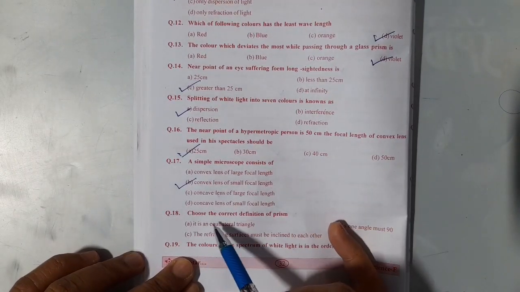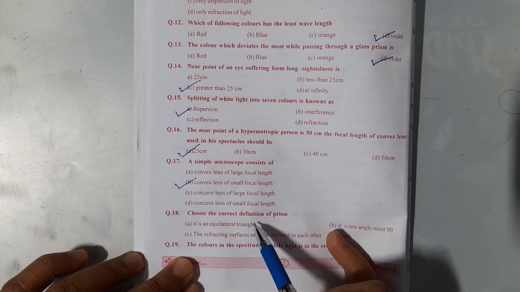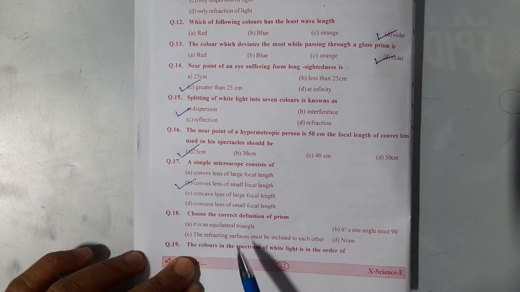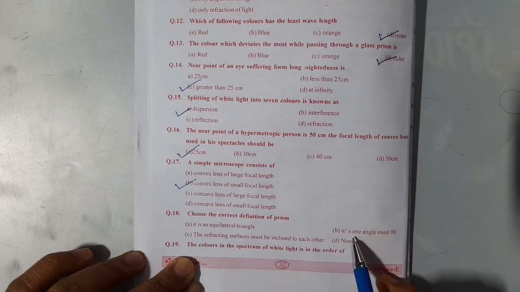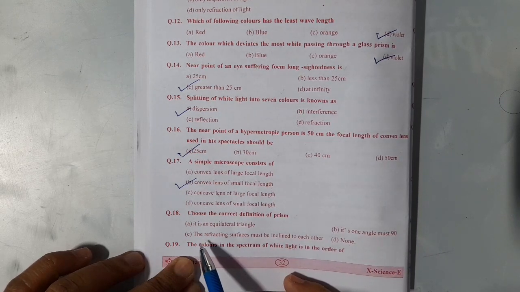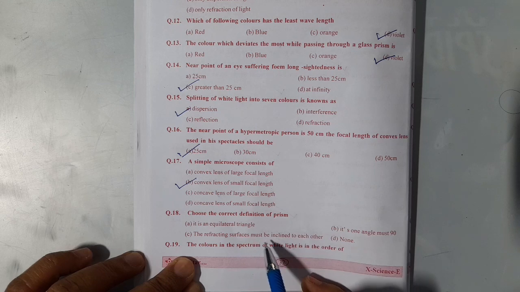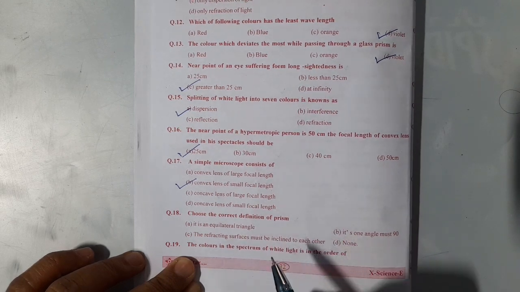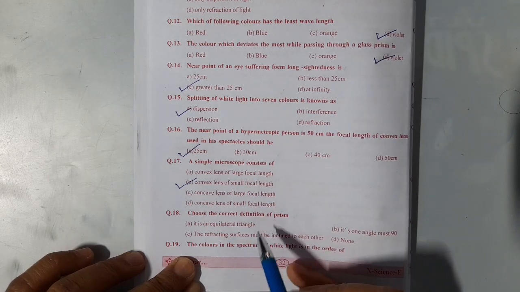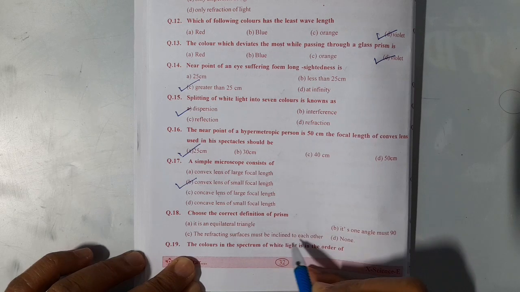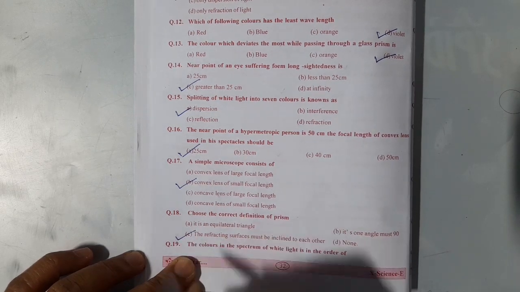Choose the correct definition of prism. Option A, it is an equilateral triangle. Option B, its one angle must be 90 degree. Option C, the refracting surfaces must be inclined to each other. Or option D, none. So the correct definition of prism is the refracting surfaces must be inclined to each other. So the correct option is option C.